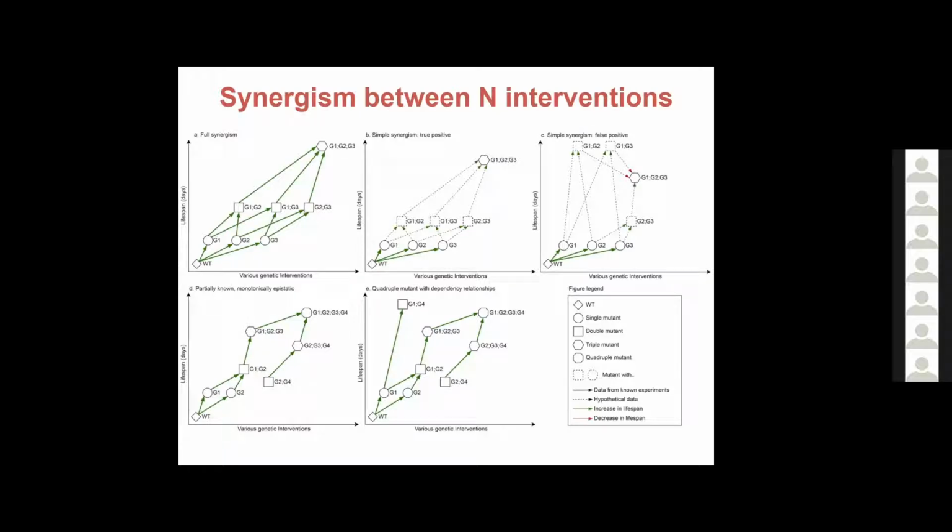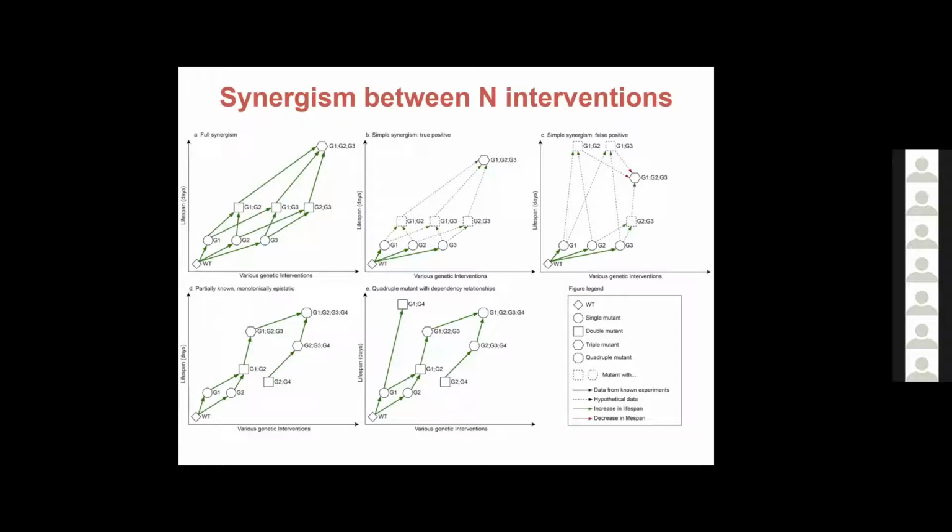So in this case, the lifespan change in the N mutant is greater than the sum of the N lifespan effects. Figure C shows why this definition can be misleading. Here we have three interventions whose combined effect is greater than their sum, but the combination is not fully synergistic. There are two intermediary double mutants that have a greater lifespan effect than the triple combination. We define this type of interaction as dependent, and there is another example for this in figure E.